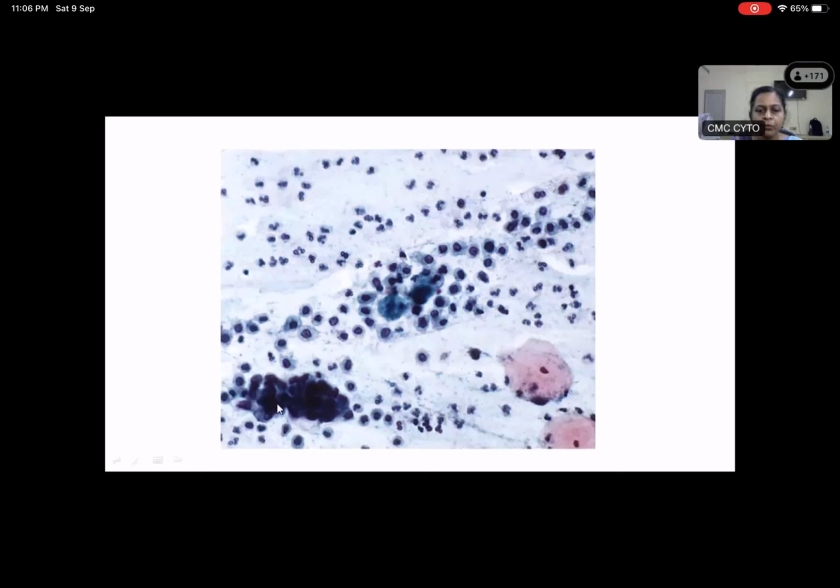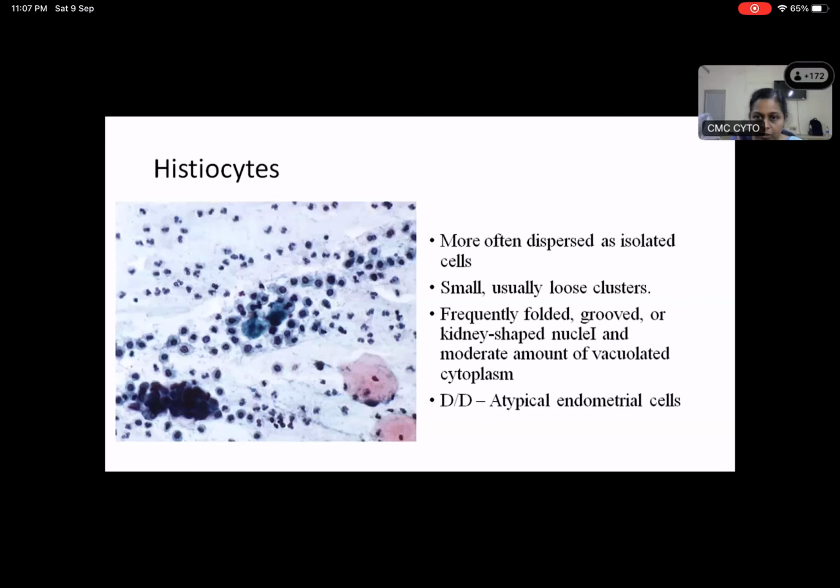Can any of you tell me what you think this cluster is? There's a lot of inflammation in the background. This looks like a tightly cohesive, dark staining cluster, right? This is a textbook picture, not our case picture. So these are actually histiocytes. This is also something you need to be careful about. Again, the differential becomes atypical endometrial cells. So these kinds of clusters can be present, and for a novice pathologist, often they get mistaken for atypical endometrial cells.